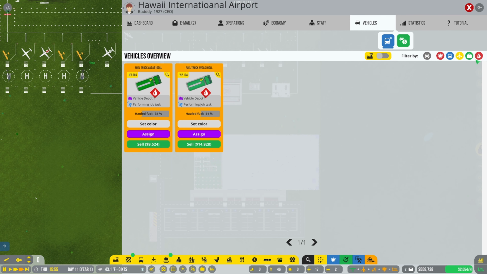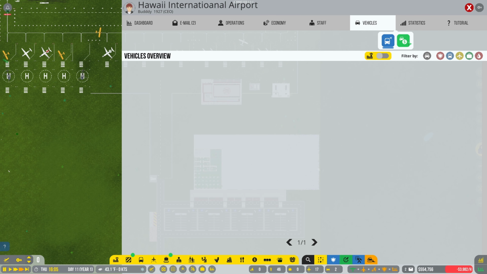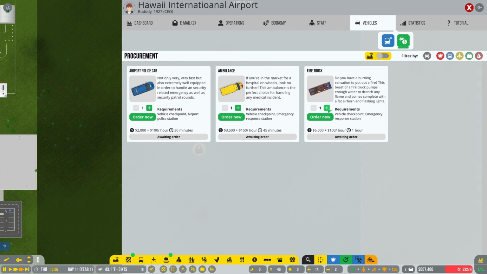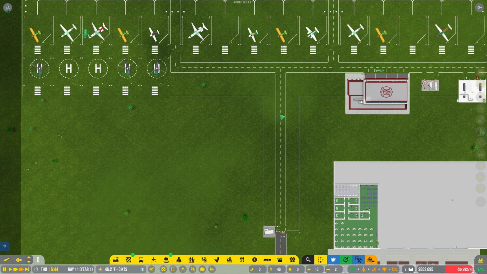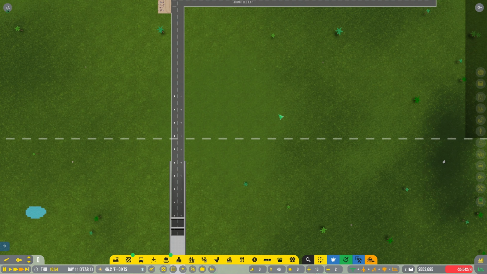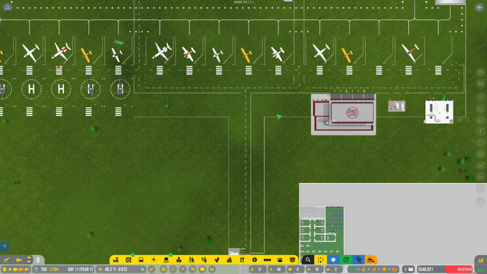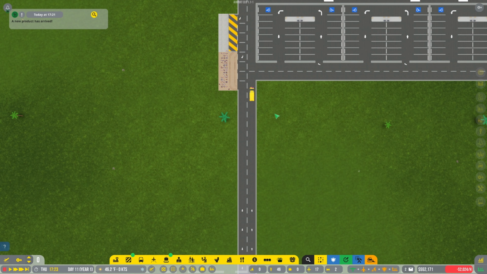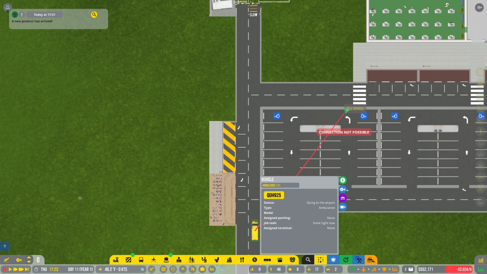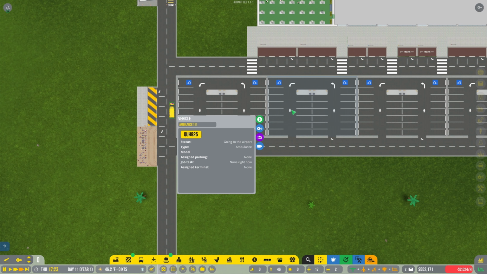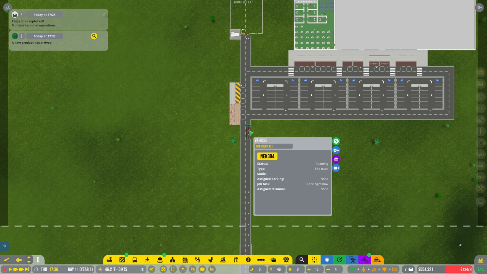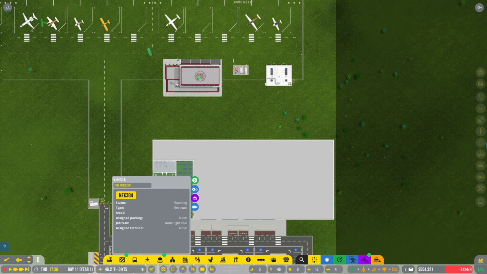I want vehicle. Do this. And we want emergency. So let's just get 1 fire truck and 1 ambulance. Get them coming in here. Got everything that we need built. There's the ambulance. Going to be assigned there. And there's the fire truck. That's going to be assigned there.